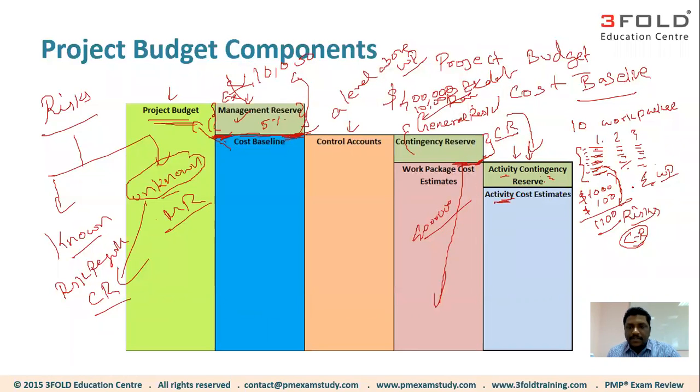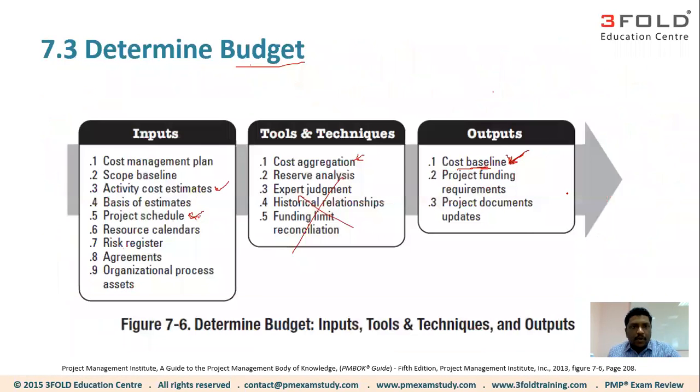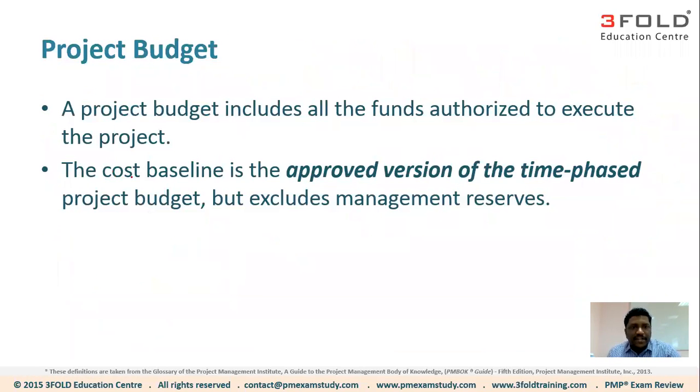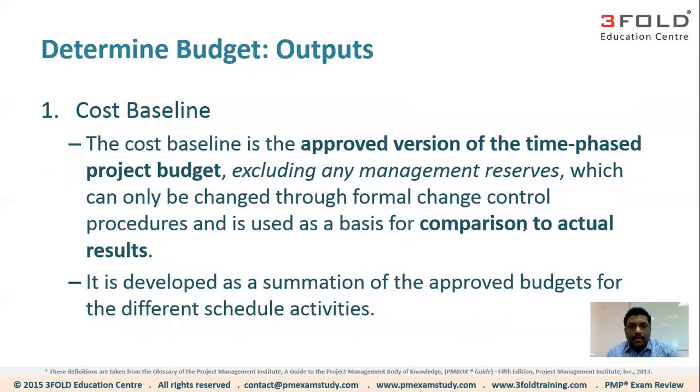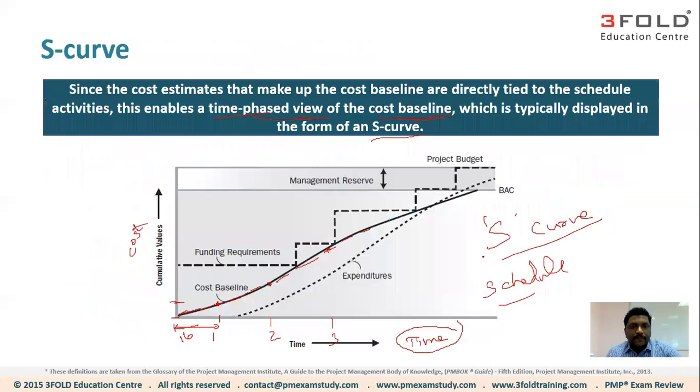All right, let me close this. Okay, so that's what this definition tries to say. The cost baseline is the approved version of the time-phased project budget, but it excludes the management reserve, which is for unknown risks. Okay, so the same stuff here, what I was trying to say. This is something I already explained to you.